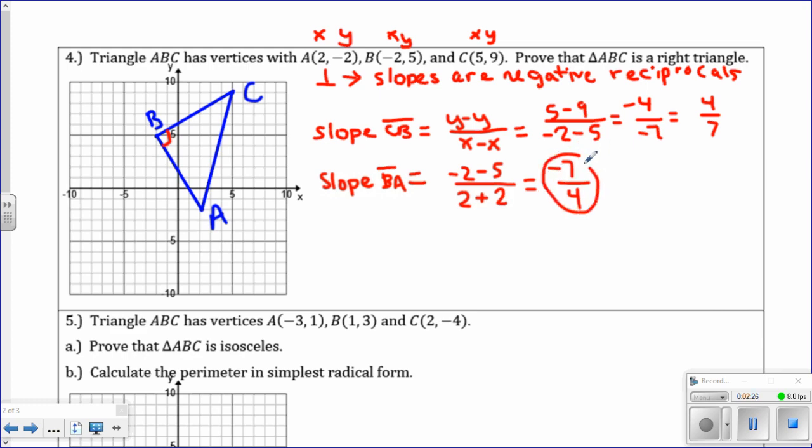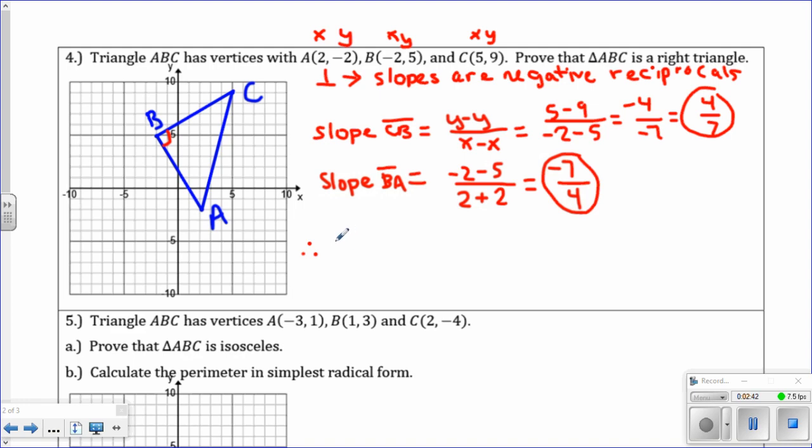And look at your slopes. One slope is negative 7 over 4. The other slope is 4 over 7. See, they're negative reciprocals? They're flipped, but also one of them's positive, one of them's negative. They have different signs. The last thing you want to do, and you always have to do this to get full credit, is you have to just write a little conclusion explaining what you proved.